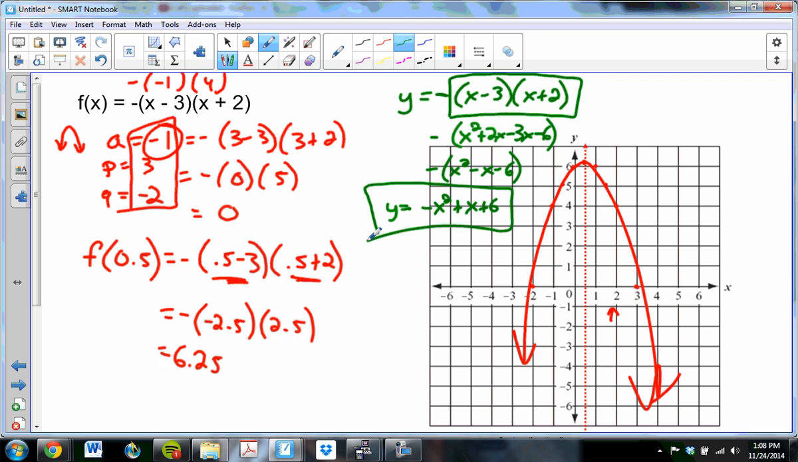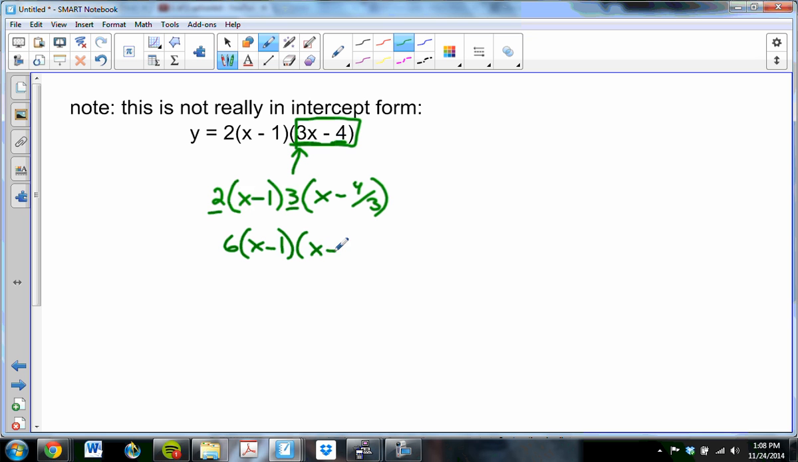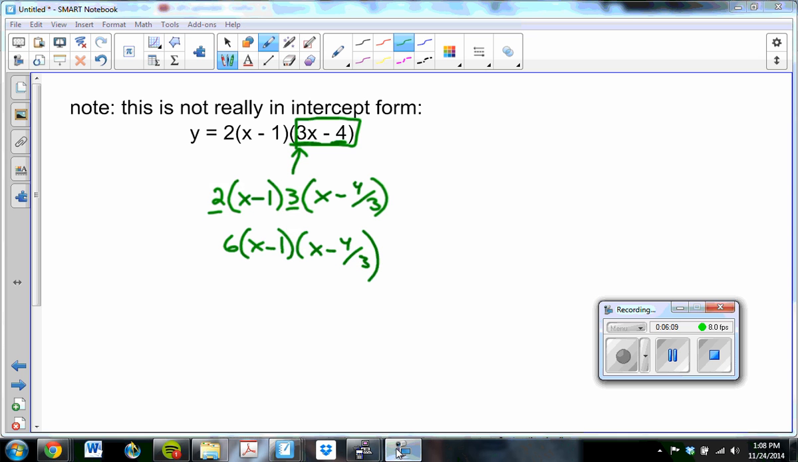If you'd rather find it that way, you can still do your negative b over 2a and all that good stuff. One thing to notice, this right now is not in intercept form because of this. If I wanted to put this in true intercept form, I would have to factor a 3 out of this bubble. When I factor a 3 out, I get x minus 4/3. I divided this by 3 and divided this by 3. Then these combined. Now I'd be in intercept form and I can go from there. Thank you very much.